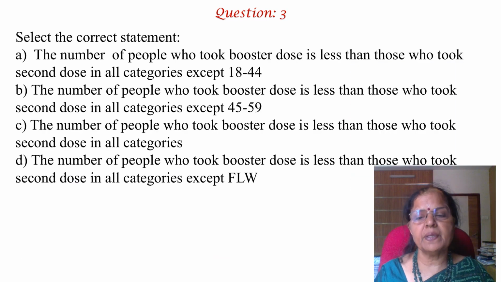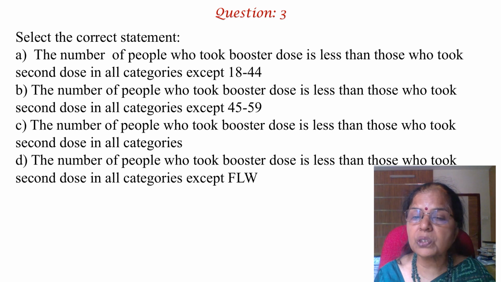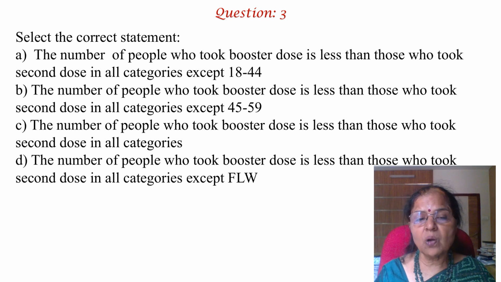Now question number 3 from the same graph, bar graph. Select the correct statement. So out of 4 options, you have to select the statement which is correct. A. The number of people who took booster dose is less than those who took second dose in all categories except 18 to 44. And B says the number of people who took booster dose is less than those who took second dose in all categories except the group 45 to 59.